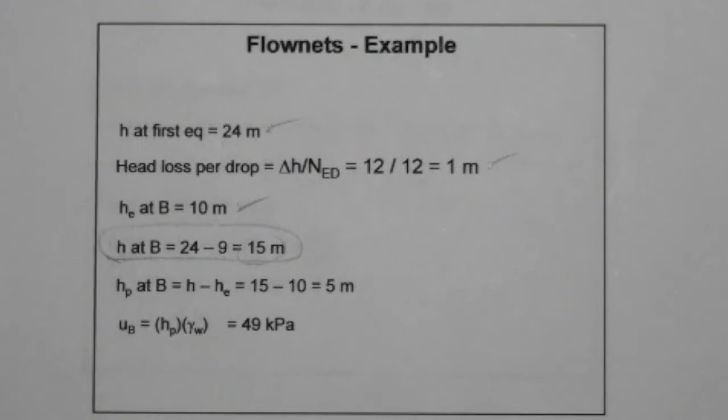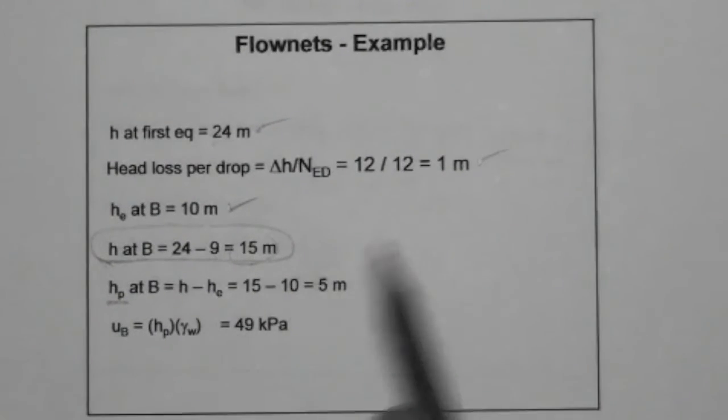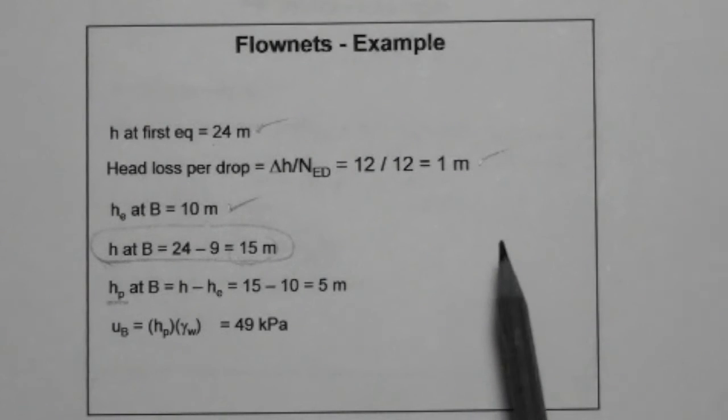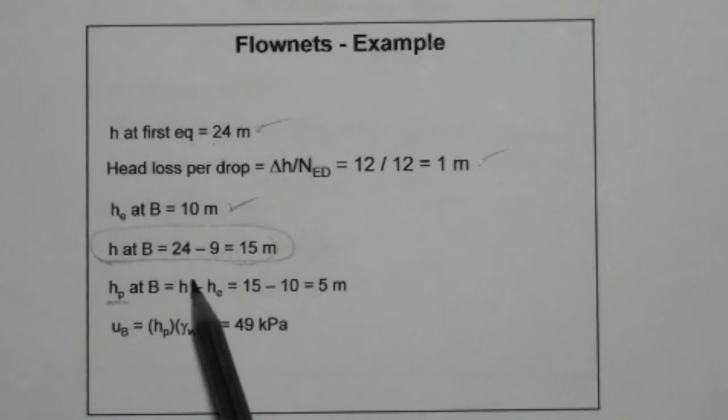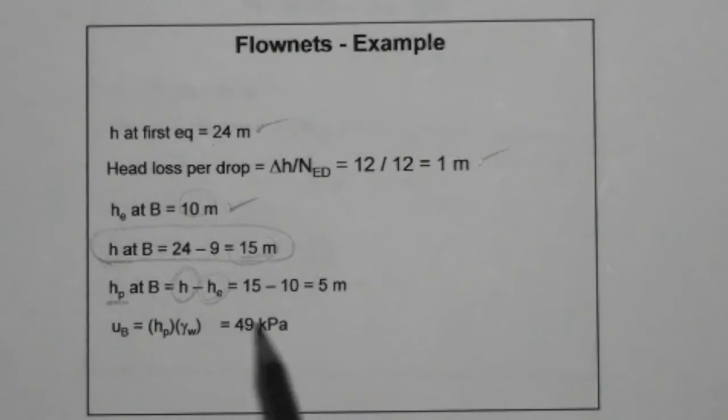Okay. Now, the pressure head at B can then be calculated just like we did for A, which is the total head, 15, minus the elevation head, 10. So that's 5 meters. So the pore pressure at point B is that pressure head times gamma water: 5 times 9.81 is 49 kPa.